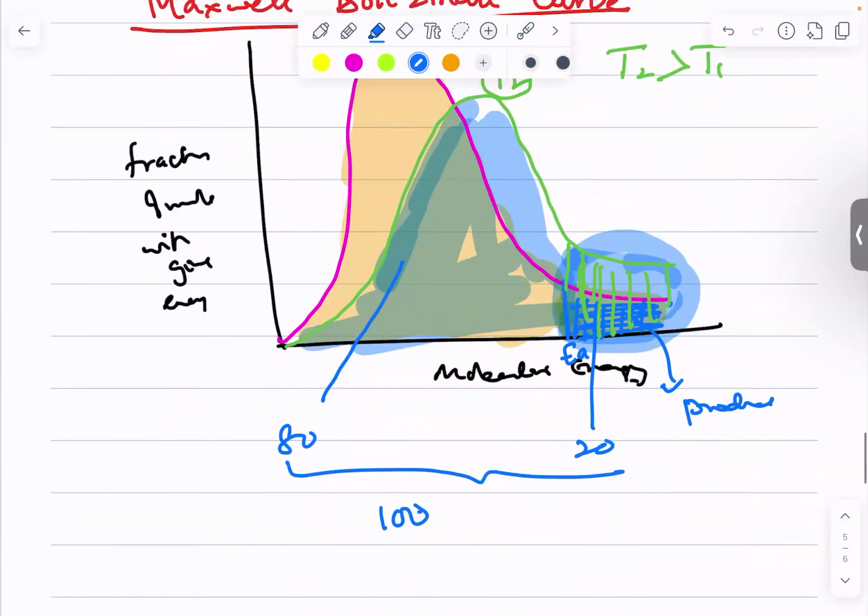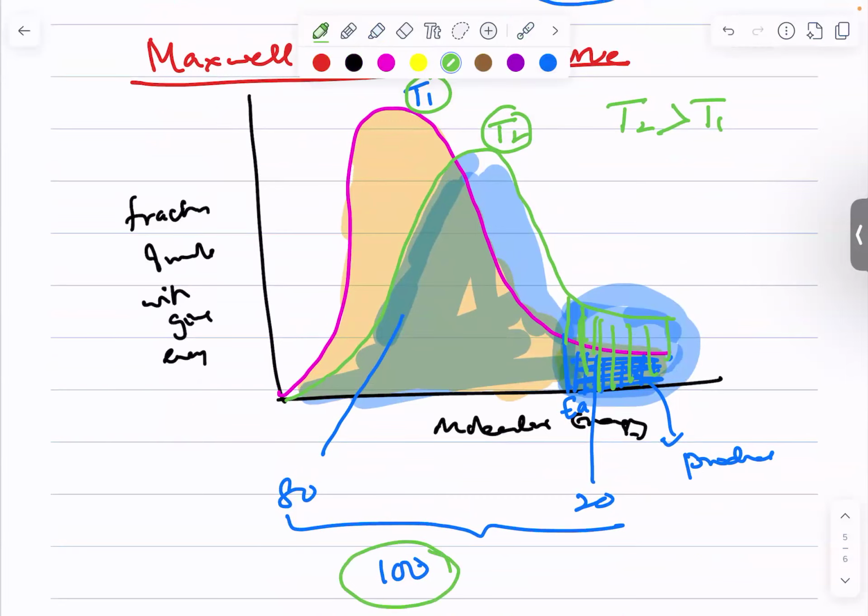The area under both the curve is the same. What does it mean? Do you remember we took 100 molecules for T1? And 80 couldn't pass the energy barrier, and only 20 passed the energy barrier. For T2, we have again 100 molecules, but now 40 will pass the energy barrier and 60 will not pass the energy barrier. Got it? And for T1, have a look. For T1, I'll write 60 here. Sorry, I wrote it at the wrong place. Just a minute.